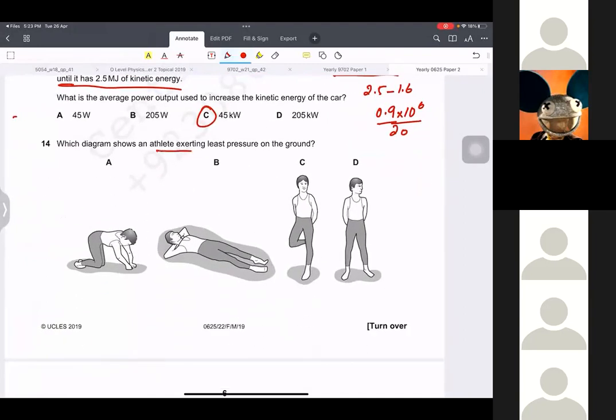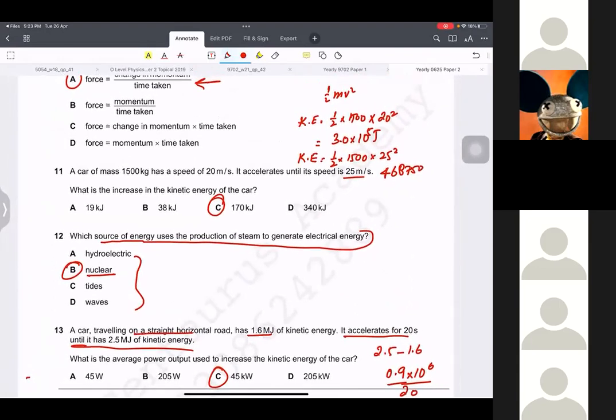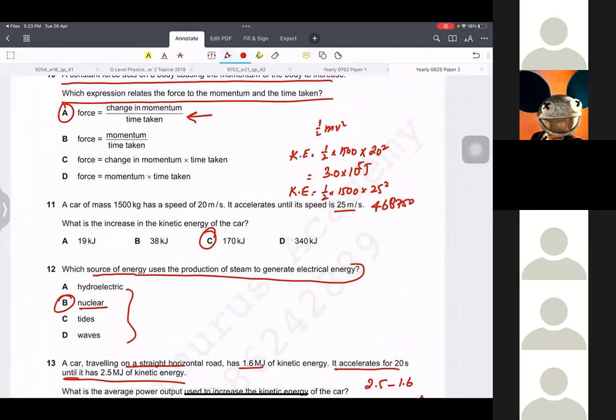Which diagram shows the athlete exerting least pressure? Yes, could you go back to question number 11? I'm asking why you got 170. Calculated, it is 168750. So I rounded it to two significant figures. It was 168750, so I rounded it. Okay, 170,000, rounded to two significant figures. Yes.